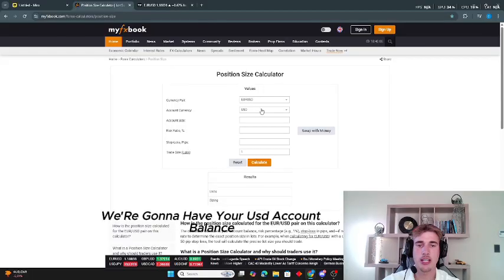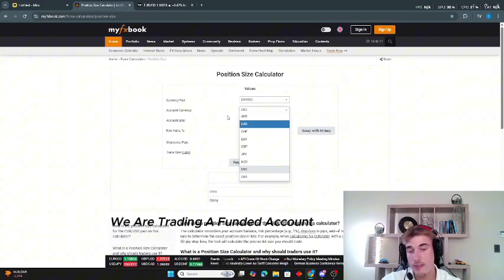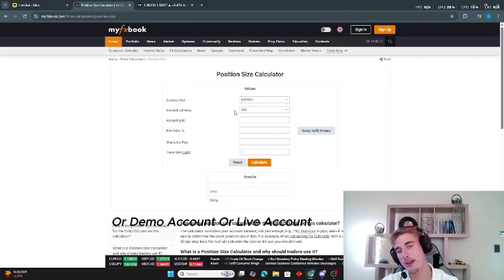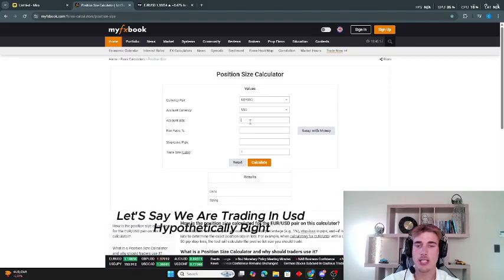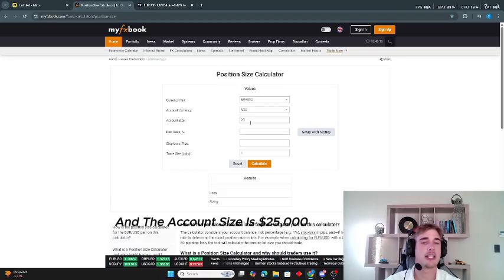We're going to have Euro USD account balance. We're trading a funded account or a demo account or a live account. You can select ZAR or USD. Let's say we are trading in USD hypothetically, right? And the account size is $25,000.